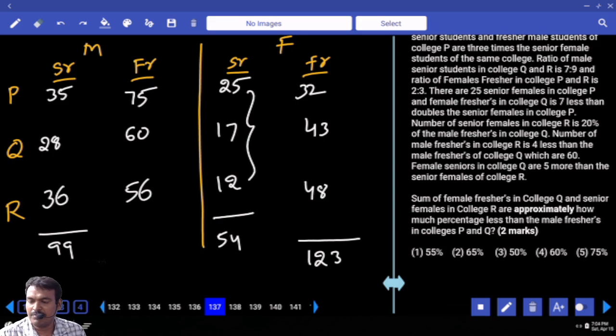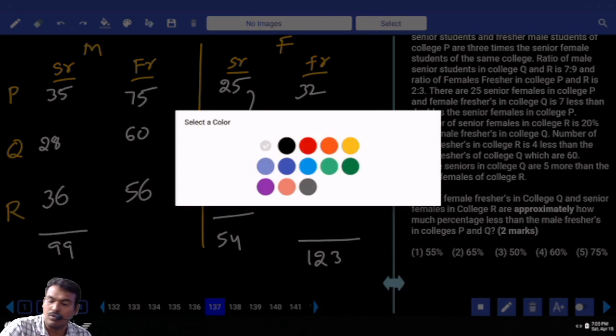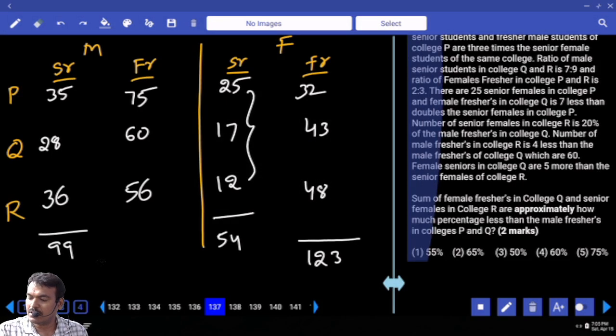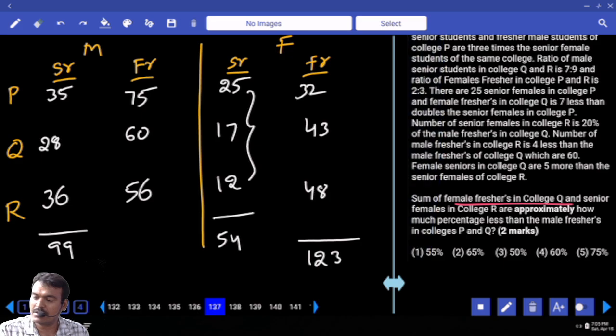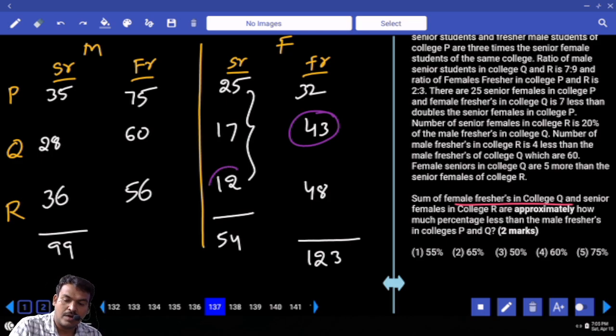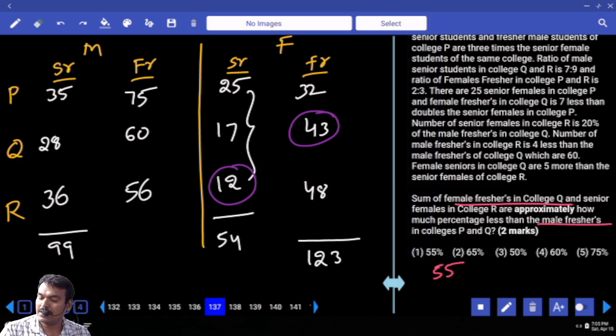The sum of the female freshers in college Q and senior females in college R is approximately what percentage less than the male freshers in college P and Q? Female freshers in college Q: what are the female freshers in college Q? 43. Senior females in college R, 12. 43 plus 12 is 55. That is what percent less than the male freshers in college P and Q?